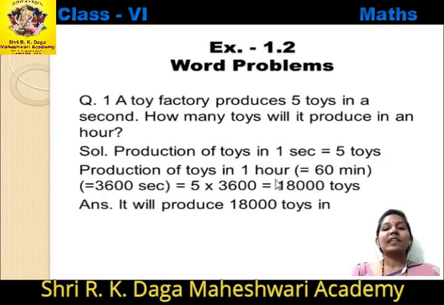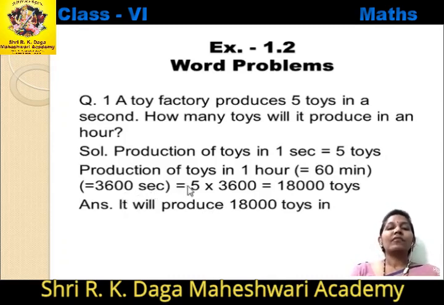Now you can see the units are different. In the given data, you have given second, and when it is asked the number of toys in an hour, first we will convert this hour into second. Now 1 hour is equal to 60 minutes and 1 minute equal to 60 seconds. So 1 hour is equal to 60 into 60, that is 3600 seconds.